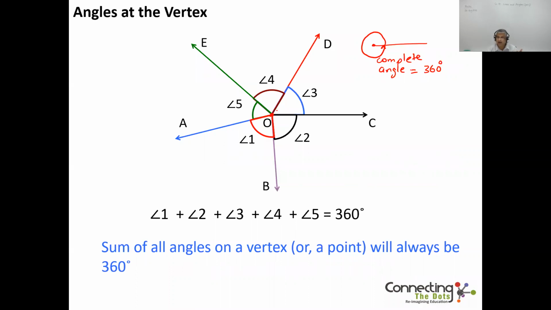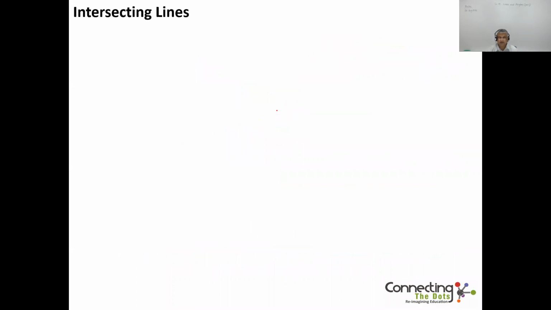An angle on a straight line will always be 180. The angle at a point, the vertex, the complete angle, will always be 360 degrees. So let's go ahead. Now let's take 2 straight lines.